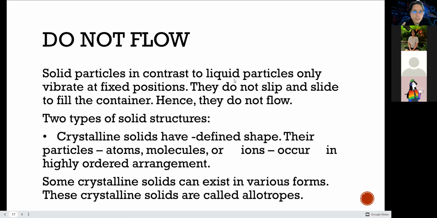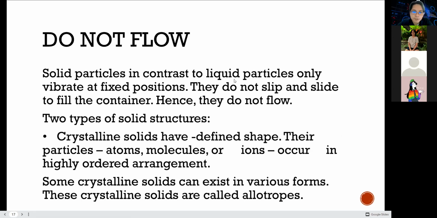They do not flow. Solid particles, in contrast to liquid particles, only vibrate at fixed positions. They do not slip and slide to fill the container. Hence, they do not flow.